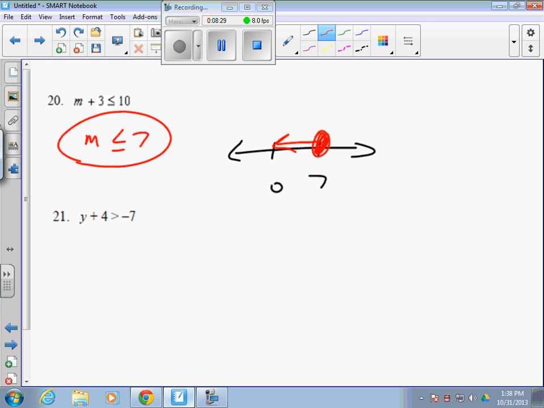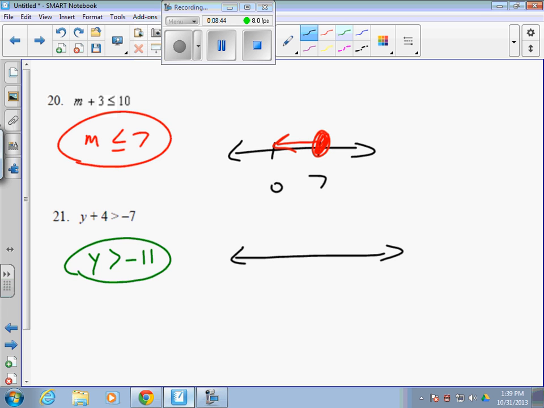Undo plus 4 at the bottom by subtracting 4 on both sides. Y is greater than. Negative 7 minus 4 is going to be negative 11. If you got negative 3 or something like that, make a change. Y is greater than negative 11. And when you graph that, again, show the two numbers, 0 and negative 11. We know it's positive, so it'll be on that side. Open bubble because it's not or equal to. Greater than means everything that direction.